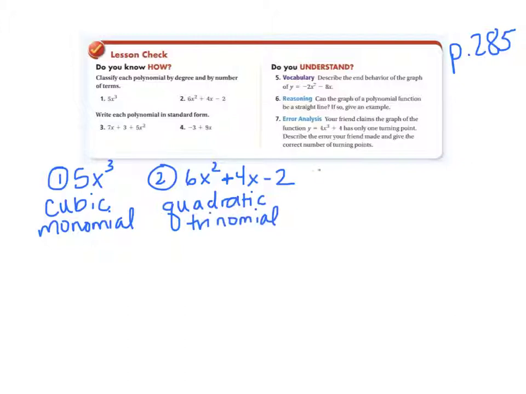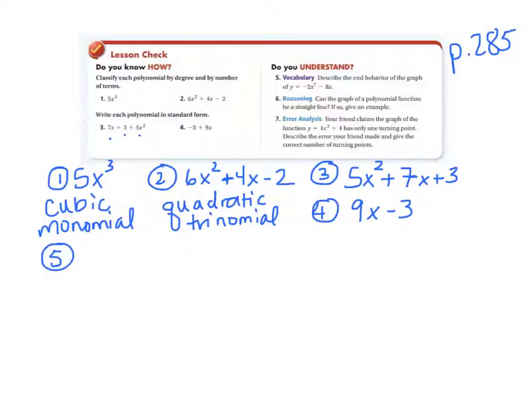Okay, number 3. Write each one in standard form. So we know we have second degree, first degree, 0 degree, or quadratic, linear, and constant. Easy stuff. All right, negative 3 plus 9x would be 9x minus 3.